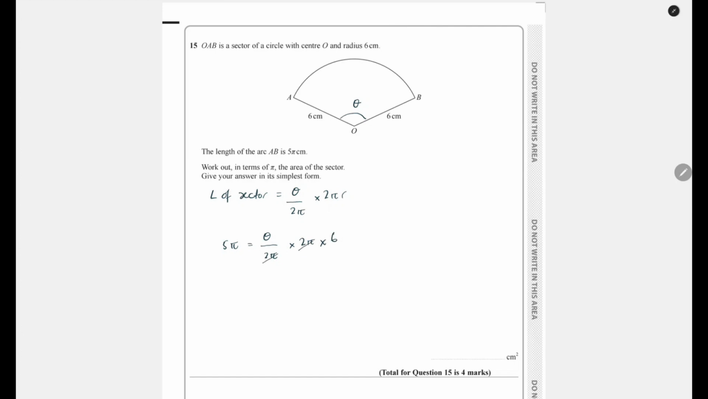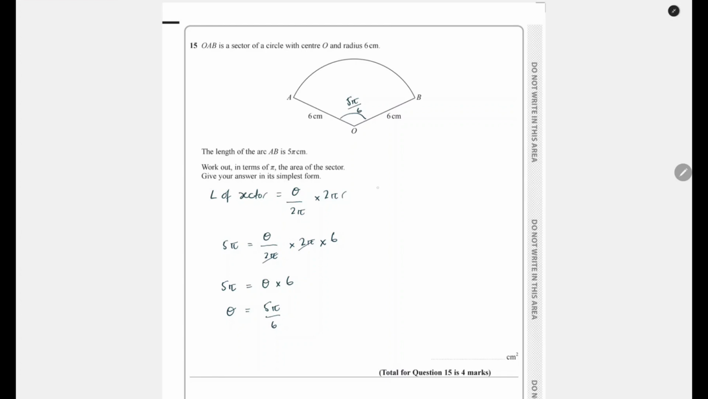The 2 pi and the 2 pi cancel out. That leaves us with 5 pi is equal to theta multiplied by 6. And so we want to make theta the subject. We have 5 pi over 6. And so theta becomes 5 pi over 6.